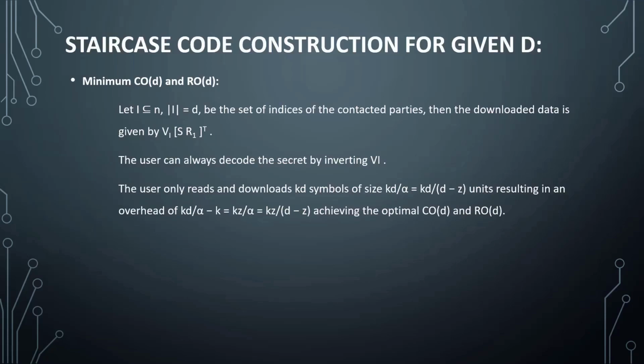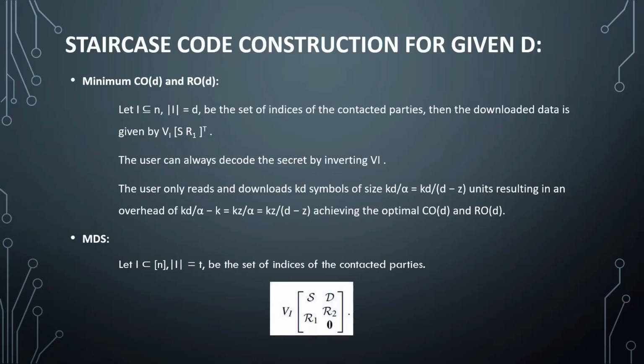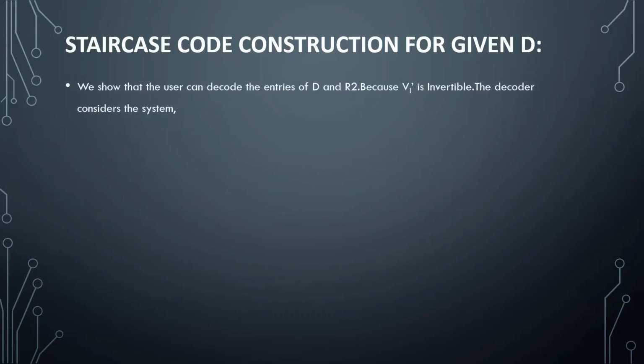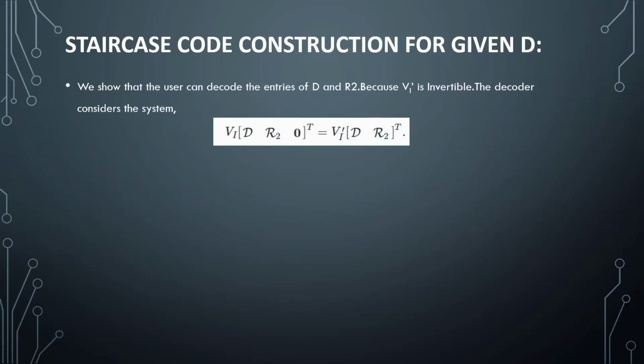MDS: we prove that a user contacting T equal to K plus Z parties and downloading all their shares can reconstruct the secret. Let I be the subset of n with mod I equal to T, the set of the indices of the contacted parties. The information downloaded by the user, V_I M, is given by V_Z multiplied by the matrix of the columns SR1 and D R2. First, we show that the user can decode the entries of D and R2, and the decoder consists of a system of equations. V_I is the k plus z by k plus z square Vandermonde matrix formed by the first k plus z columns of V_I. Therefore, the user can always decode D and R2 because V_I is invertible.